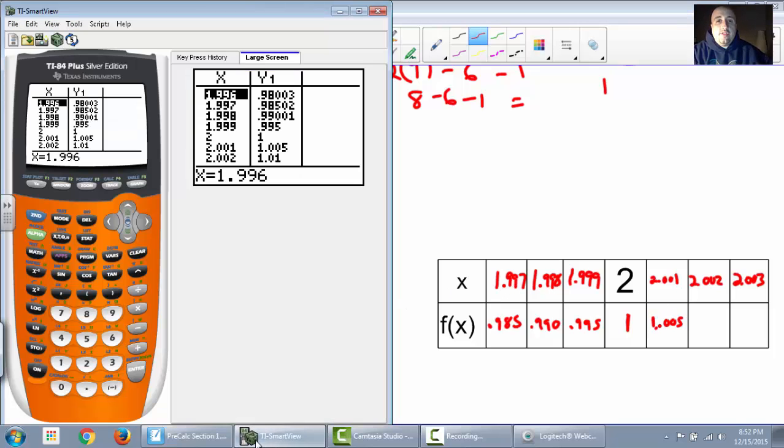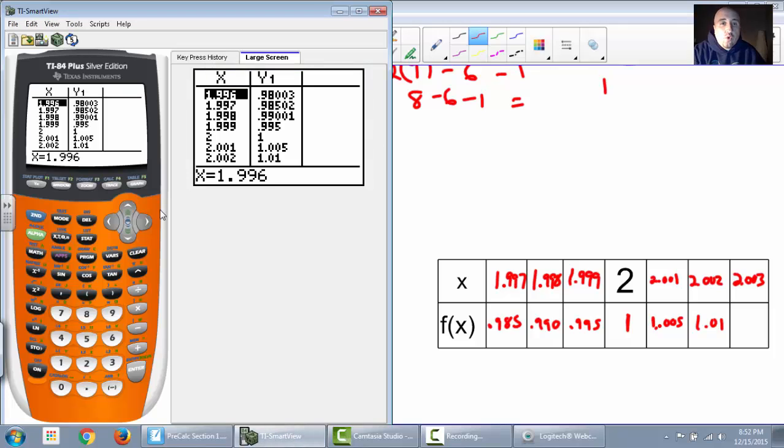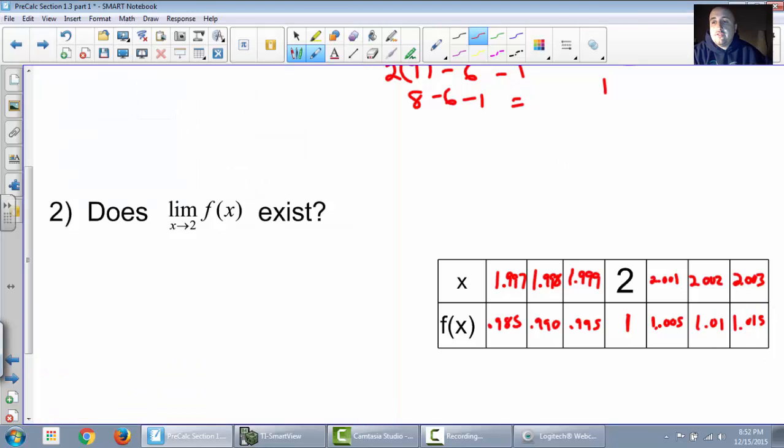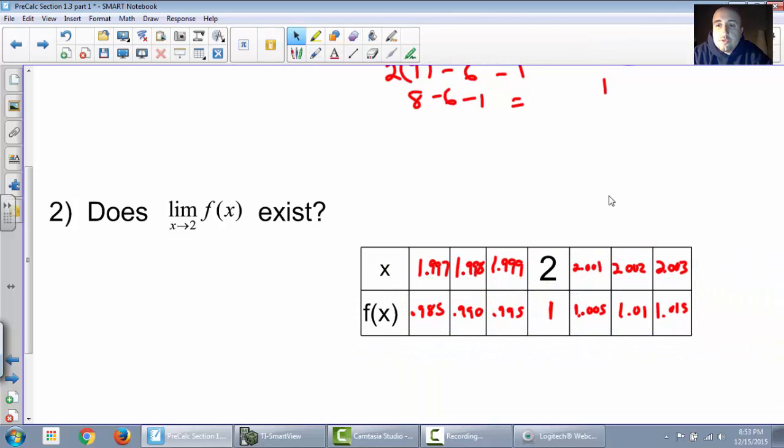1.005. And then 1.01. And then I need to go down one more number. 1.015. All right, so what we're going to do is look at this table, and this should help tell us if the limit exists.